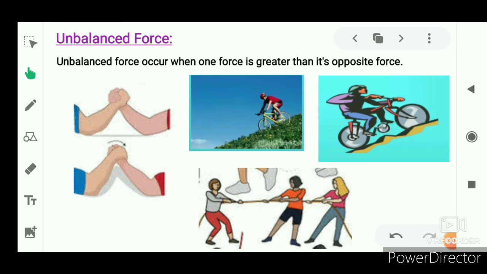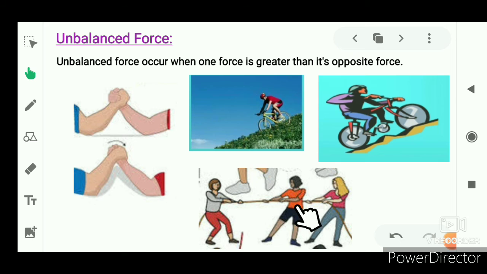For example, if the force applied by one person is greater, then he will win, है ना, वो दूसरे वाले के हाथ को गिरा देगा. So this is an example of unbalanced force. In tug of war also, when the force applied by one side is greater, then the rope will move towards the direction of the greater force. Okay, this team will win.